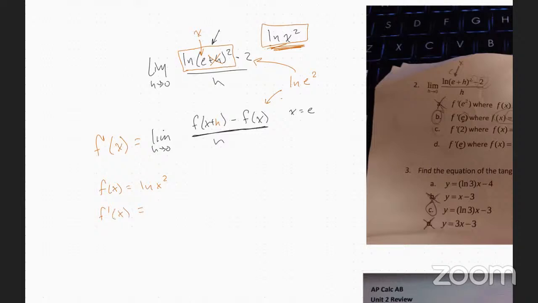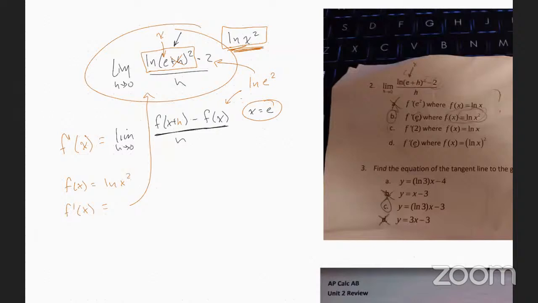You're finding the derivative at 2, because we're plugging in 2. I'm sorry, at e, because you're plugging in e. So b is the right answer. There's your function, and you're plugging in e. Does that make sense? Yeah, that makes sense.